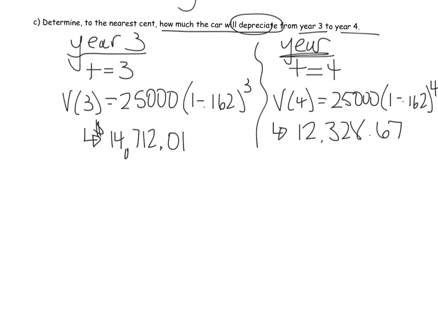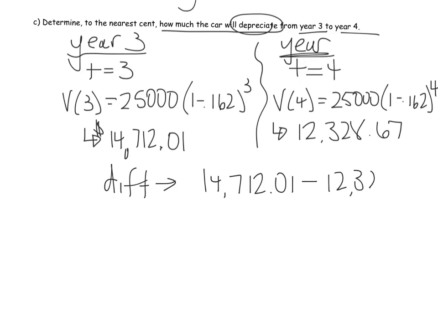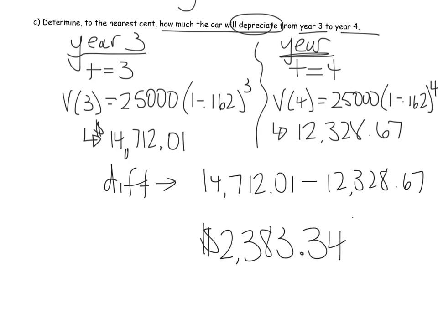Now we want to find out how much the car will depreciate. So what's the difference? To find the difference, you're going to do $14,712.01 minus $12,328.67. And what you get is a difference of $2,383.34 between the years. So that's a lot to go down, right? It goes down almost $2,500 between years 3 and 4.